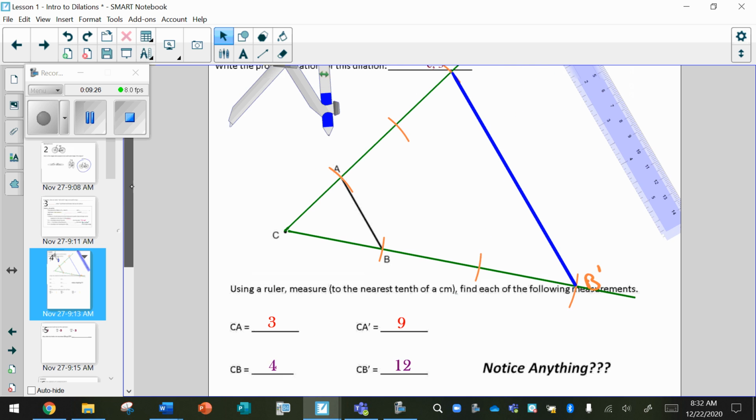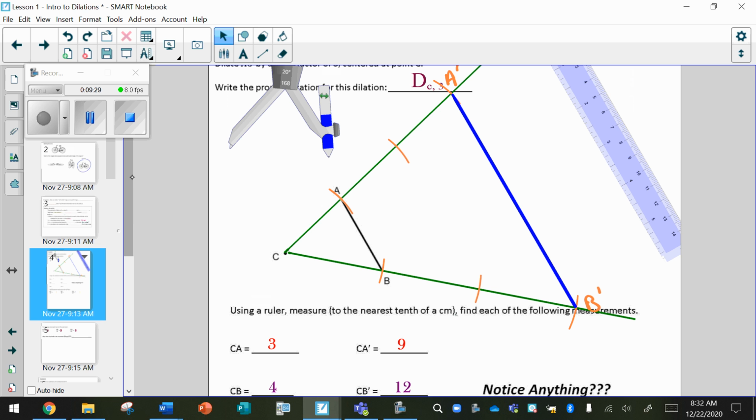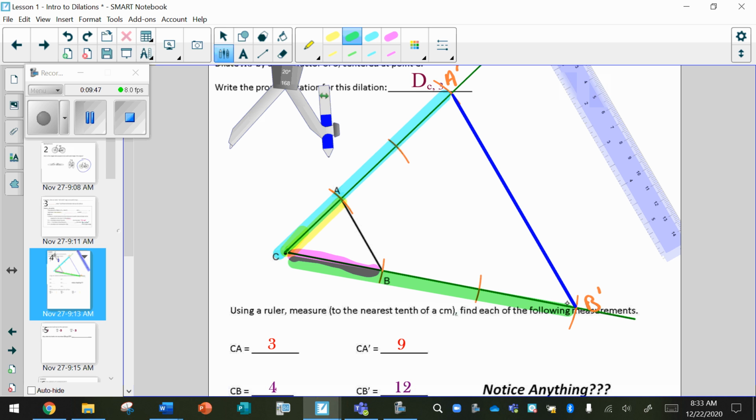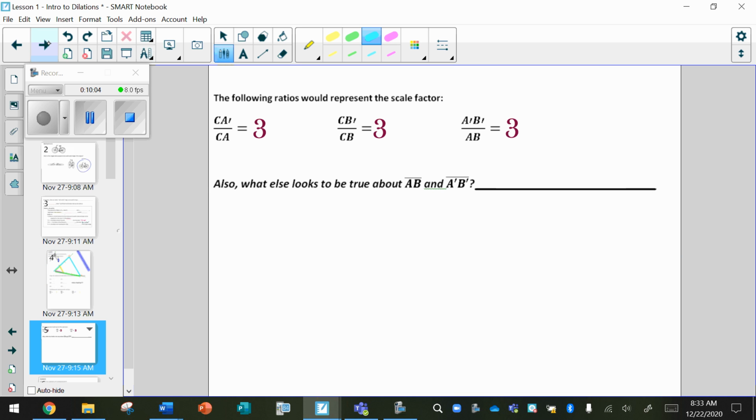So what we're seeing here in our diagram is that it doesn't matter if we look at C to A and then C to A prime to get our scale factor. We could look at C to B and then C to B prime, use those values to get our scale factor. We could also do AB to A prime, B prime to get our scale factor, because all those segments increased by the same scale factor. And they all showed a scale factor of 3, which is what it was supposed to be. That means we did our construction correctly.